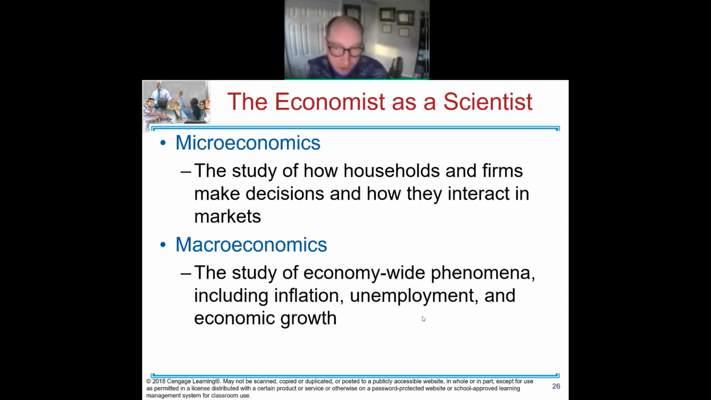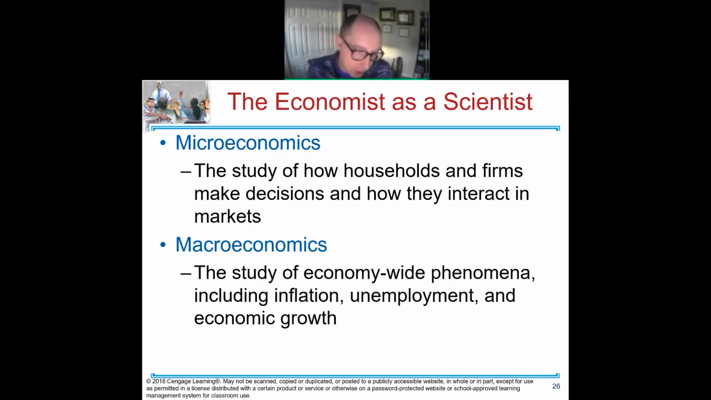Let's take a look at the difference between micro and macroeconomics. Macroeconomics, which is this course that we're in right now, represents the study of the larger picture. Just call it the larger picture, right? It's a study of economy-wide phenomena, including inflation, unemployment, economic growth. We're looking at the whole country, okay? The whole country, the whole picture.